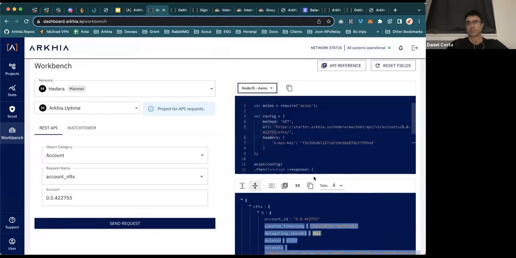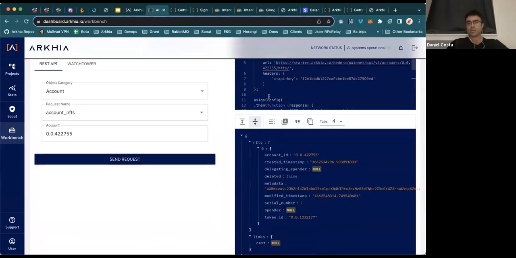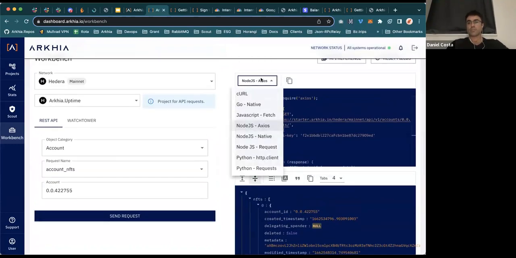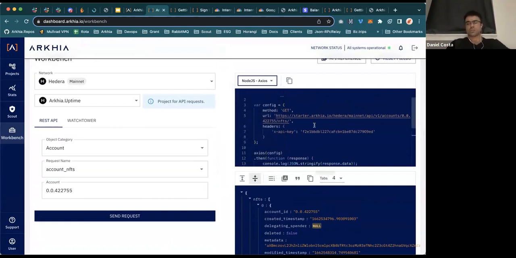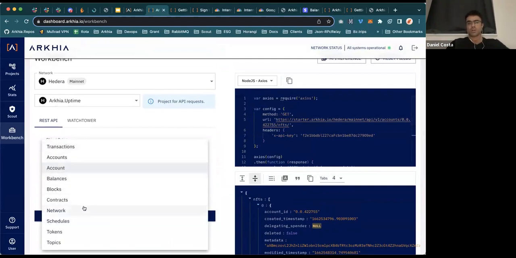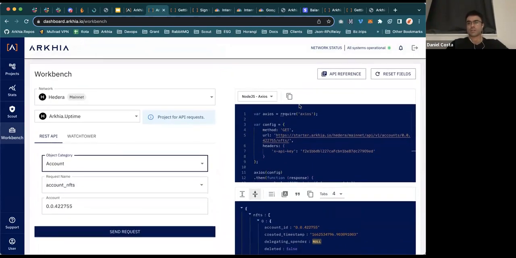The cool thing about it is, let's say you want to get something, you can select straight off an API code sample. At the moment we have JavaScript, Go, Python, and Node.js. For example, I quite like Node.js. You can literally copy and paste this into your application and you're ready to go. If you want to get something else like balances, blocks, contracts, this is obviously not a replacement for the Swagger documentation, but it helps you get kickstarted.